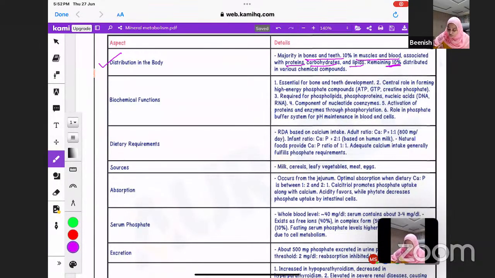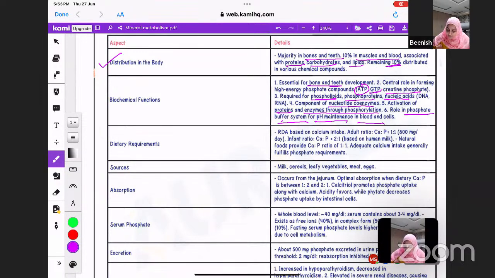Then talking about the biological functions of phosphorus in the body, it is essential for bone and teeth development. Then it has a central role in forming high energy phosphate compounds: ATP, GTP, creatine phosphate. So all the high energy compounds have phosphate. So there it becomes really very important. It is required for phospholipids, which form the plasma membrane. Your phosphoproteins, nucleic acids, DNA, RNA, they all require phosphate. Then it is a component of nucleotide coenzymes. It is also involved in activation of proteins and enzymes through phosphorylation, and it also has a role in the phosphate buffer system for maintaining the pH of the blood and cells. Okay, so you see phosphorus has very important biological functions in the body.